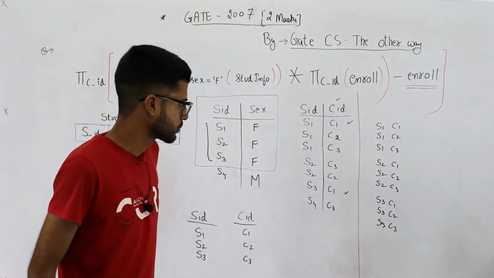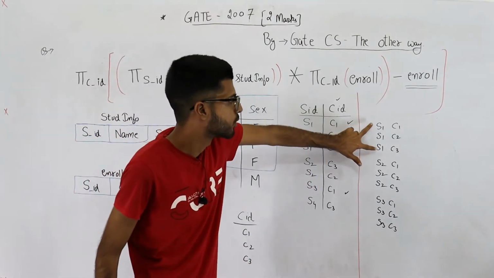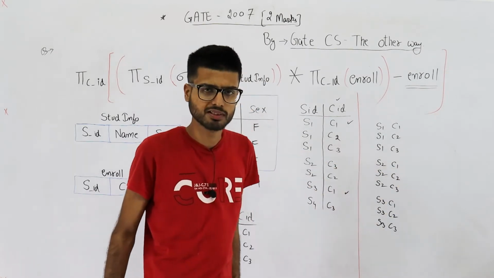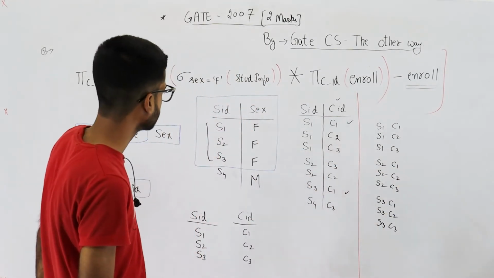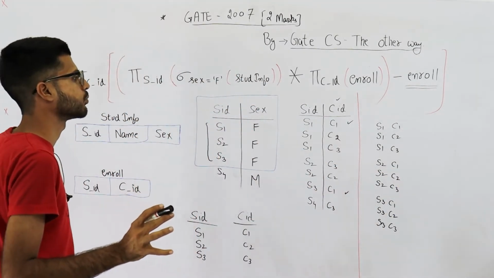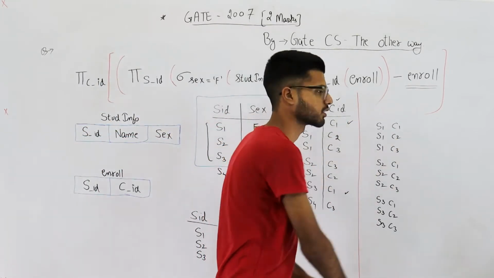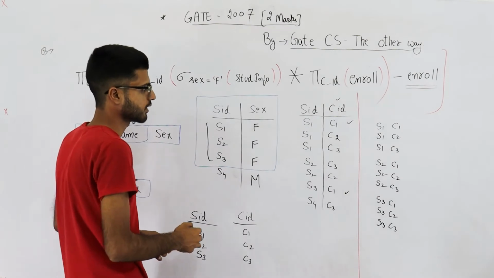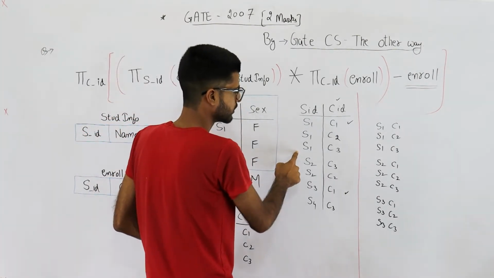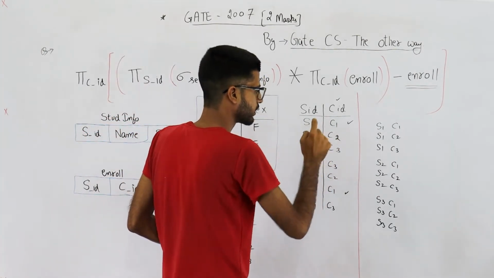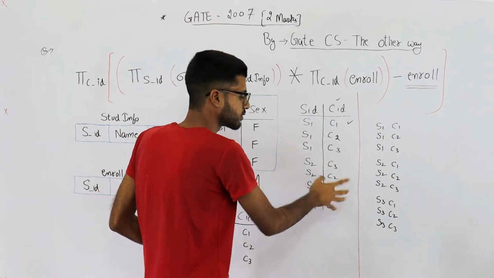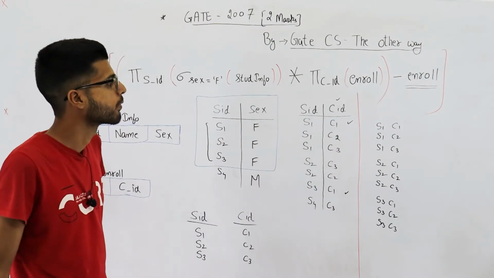So I've written the cross product. S1 has enrolled for all the 3 courses. S2 has enrolled for all the 3 courses. Parallelly S3. Just keep this thing in mind. This is not the actual scenario. All the girls haven't taken all the courses. Actual scenario is only S1 has opted for all 3 courses. S2 has opted for only 2 courses, whereas S3 has opted for a single course only.